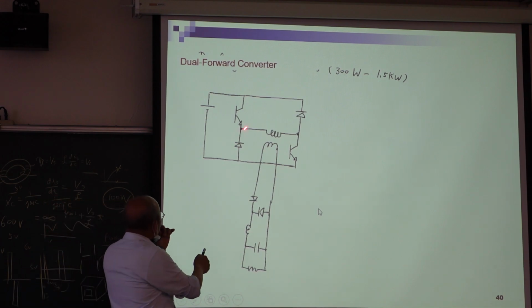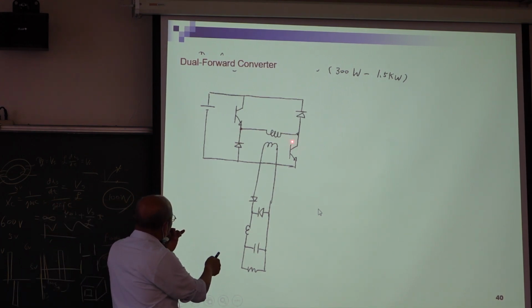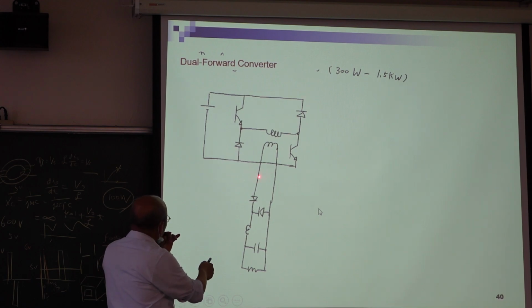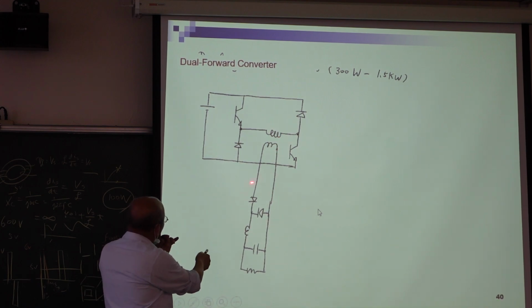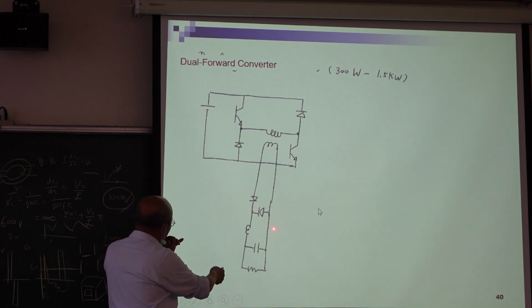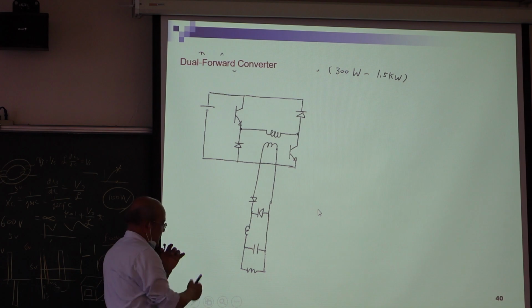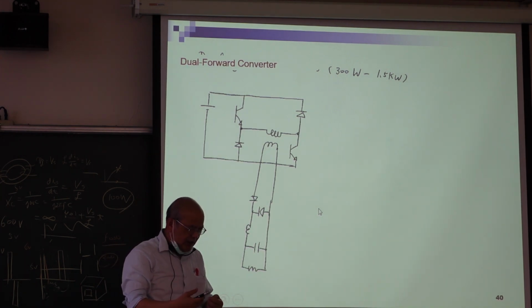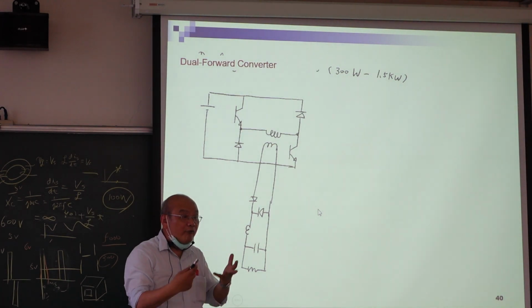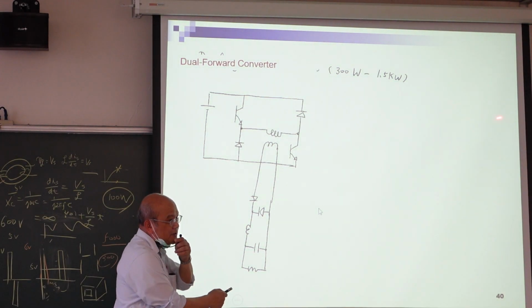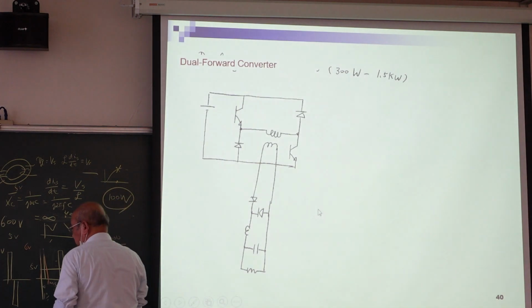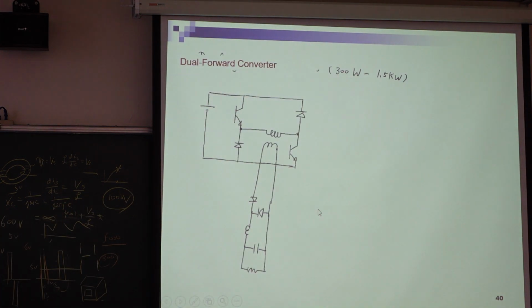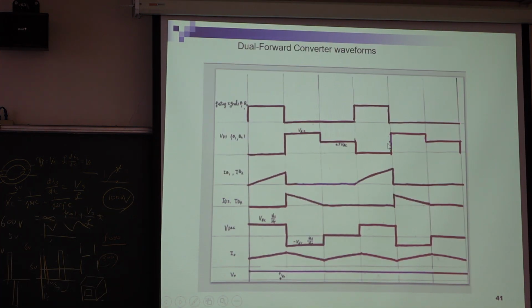The dual forward converter uses 2 IGBT, 2 switch, 2 diode, 1 transformer, and here also 2 diode, so total 4 diode, and inductor and capacitor. So the device count is below H bridge, but more than forward. So the performance is between forward and the dual bridge. So we have many choices. So this is a waveform.